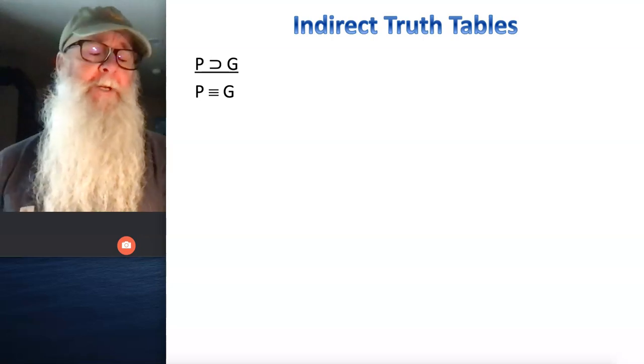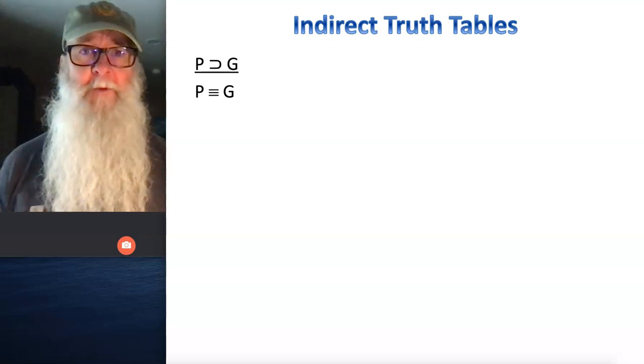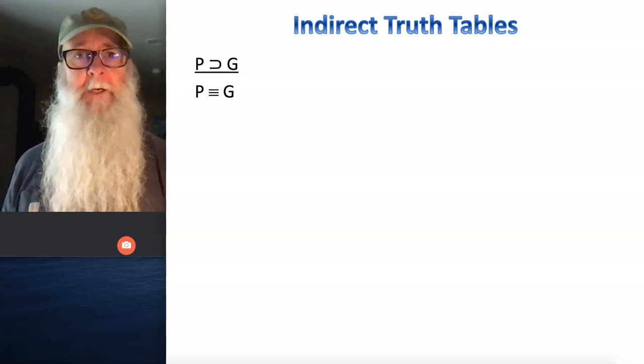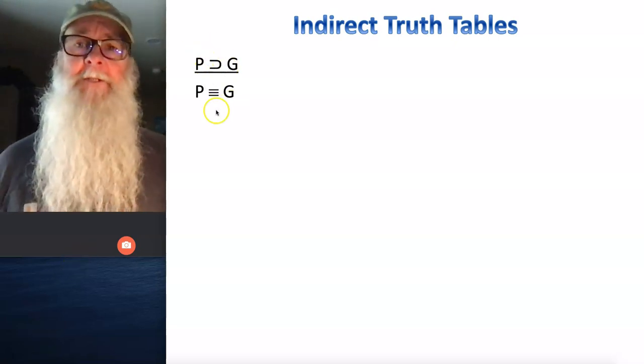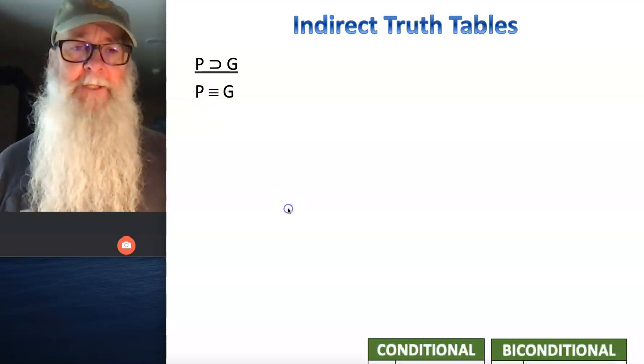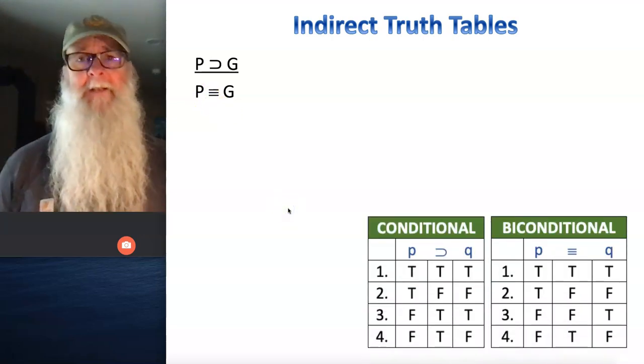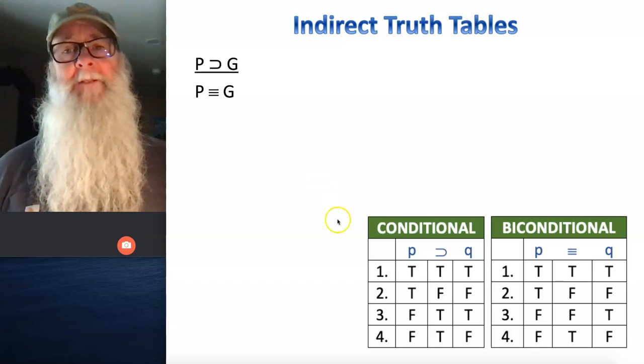I'm going to go over a situation you're going to encounter in your thought primer homework, and it requires a particular approach that I'm going to illustrate for you here. So here's our argument. P horseshoe G, therefore P triple bar G. We've got a conditional statement as our premise and a biconditional statement as our conclusion.